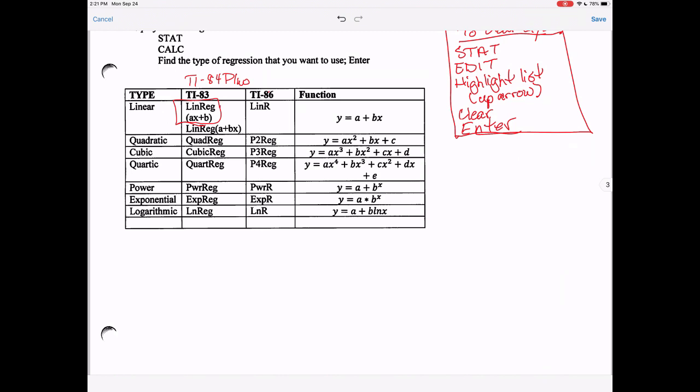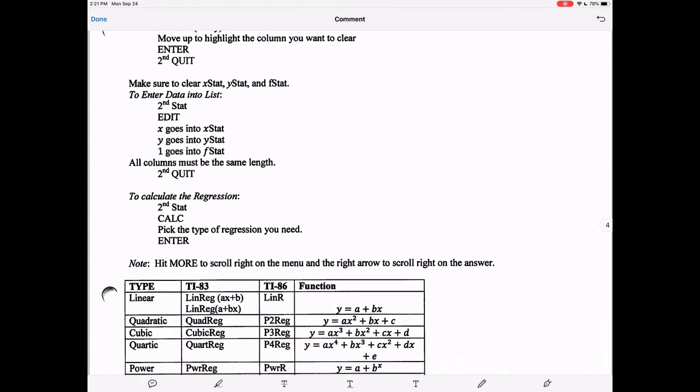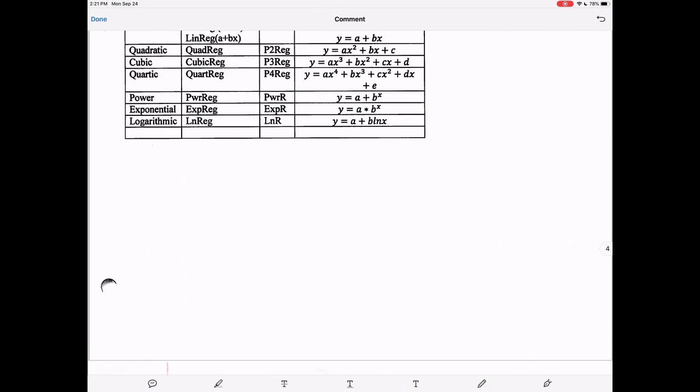If it's linear, you use LinReg. If it's quadratic, you use QuadReg. If it's cubic, you use this. If you want a fourth degree, so this is fourth degree. If it's a power regression, if it's exponential, if it's logarithmic. All right? Now, this is just if it's an 85 or an 86. Their directions are a little bit different than what you have to do for an 84.